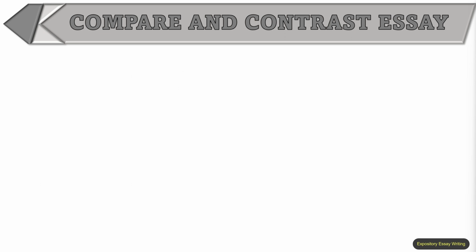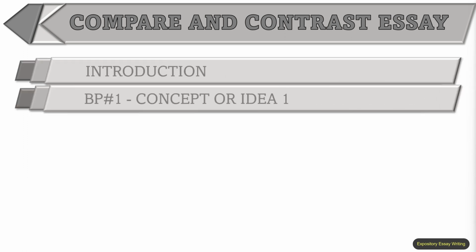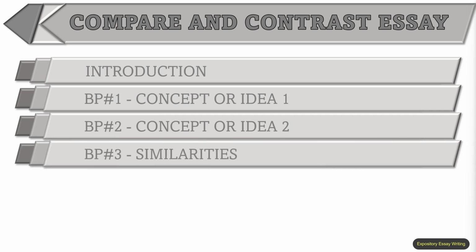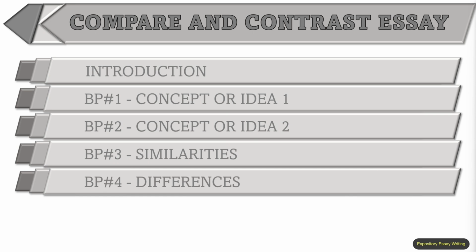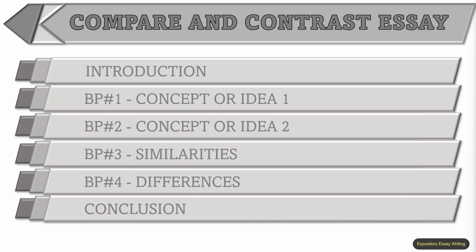To write a compare and contrast essay discussing two concepts or ideas, you might want to create the following structure: introduction, body paragraph 1 with concept or idea number 1, body paragraph 2 with concept or idea number 2, body paragraph 3 with the similarities between them, body paragraph 4 with the differences between them, and the conclusion.